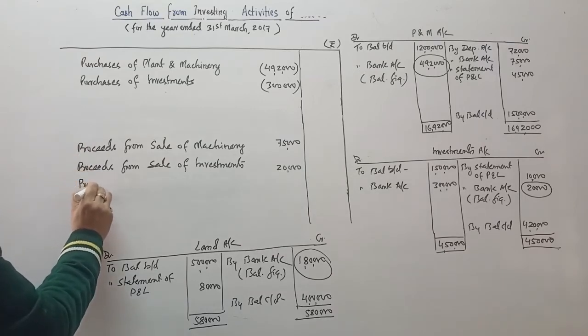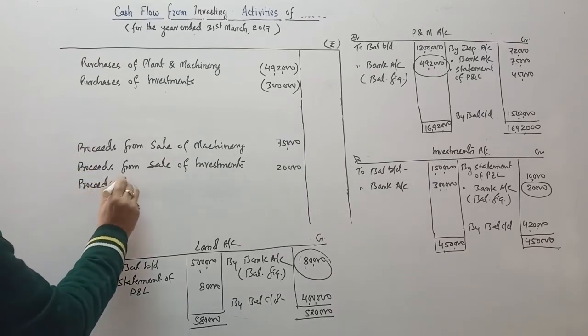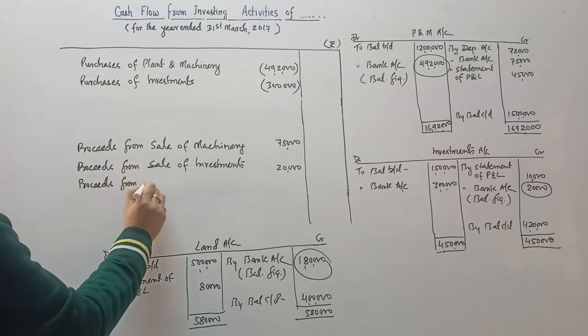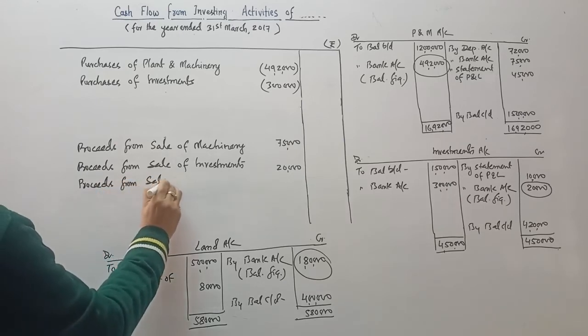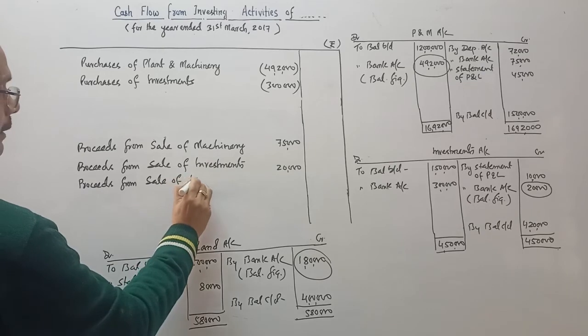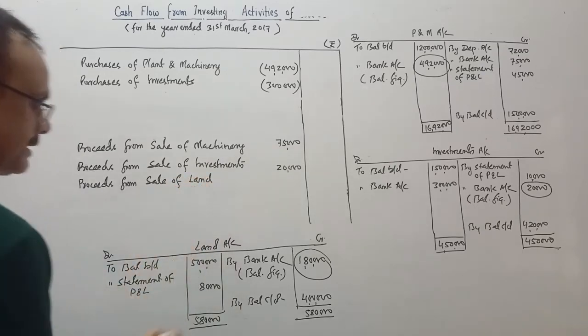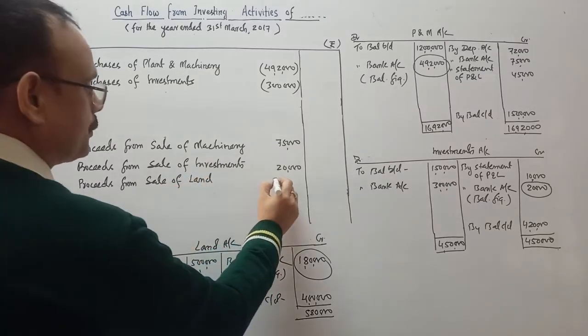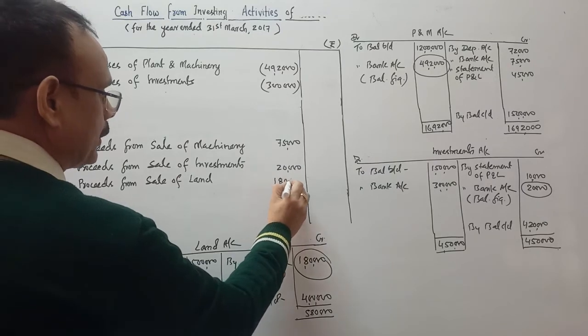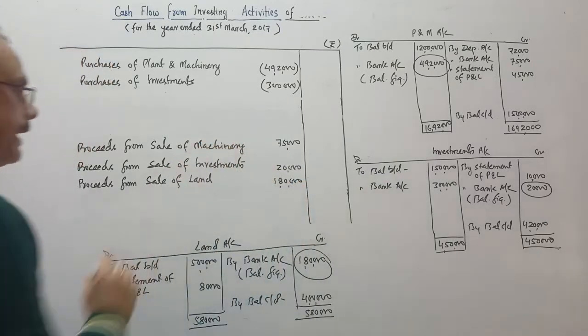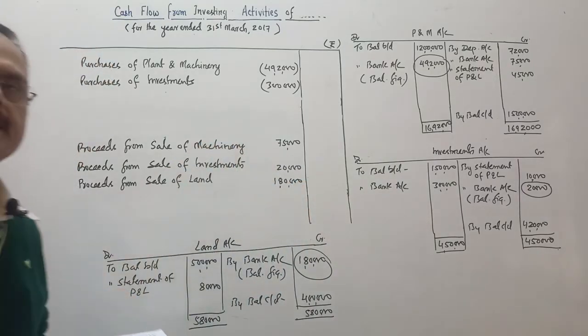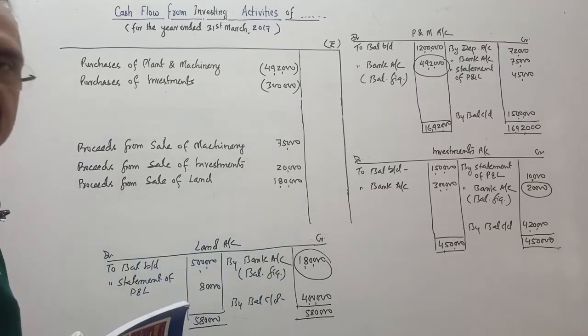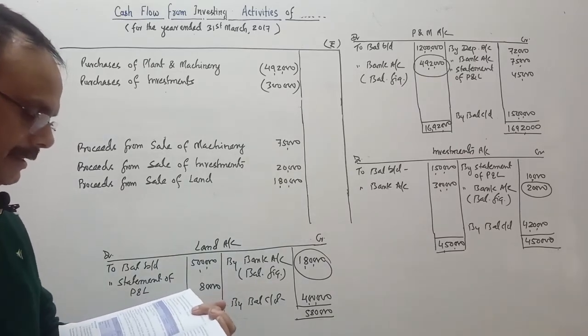So for the sale of land, we will write proceeds received from sale of land, 1,80,000. This is the inflow of cash and cash equivalents under the investing activities.